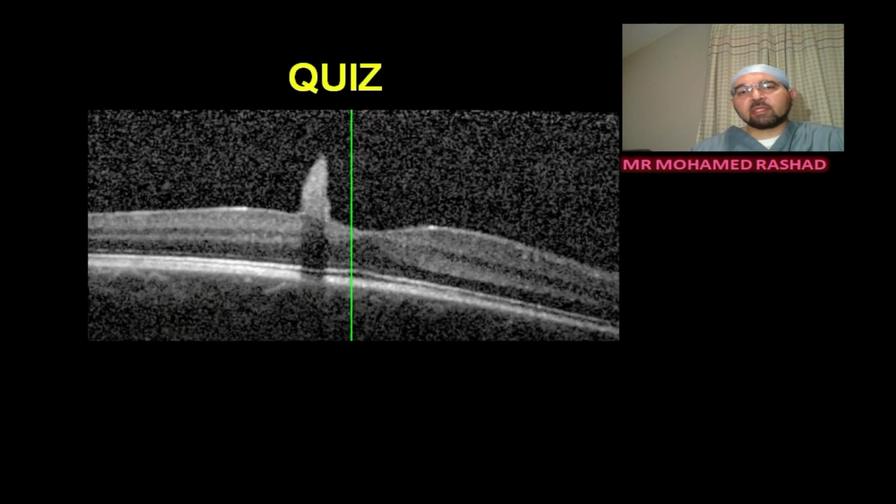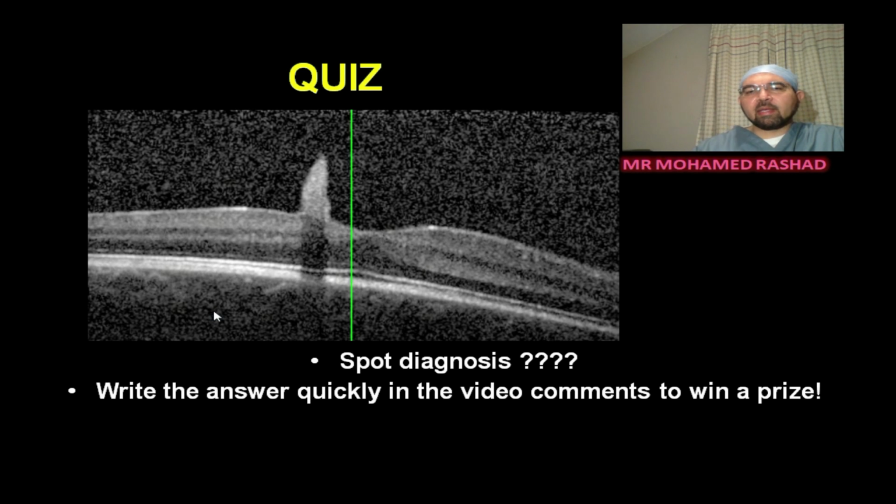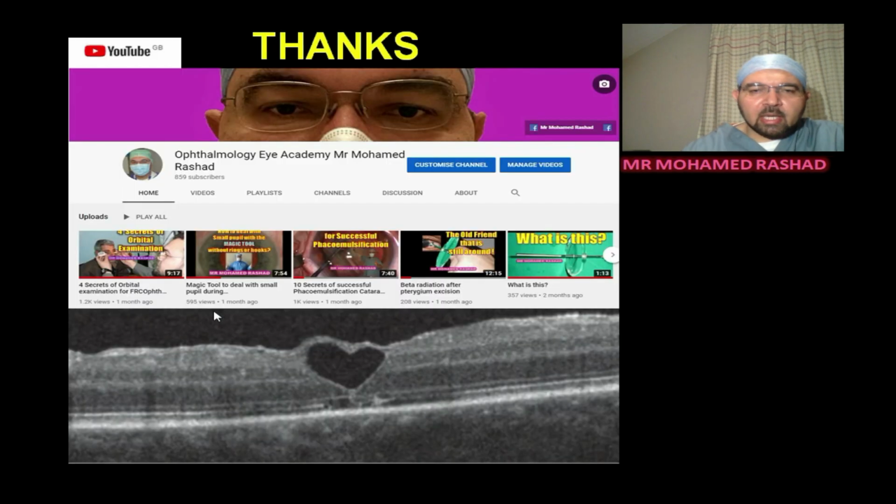Now this is a quiz. This is a rare disease, but this is a finding in the OCT scan that I want you to answer this spot diagnosis question. So what is your diagnosis, or what is your differential diagnosis, with this hyperreflective vertical band here that has shadowing? The first one who writes the correct answer in the comments of this video will have a nice prize.